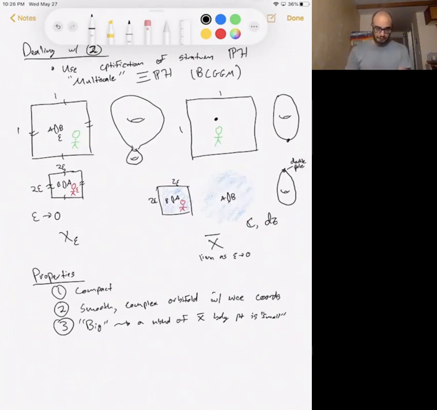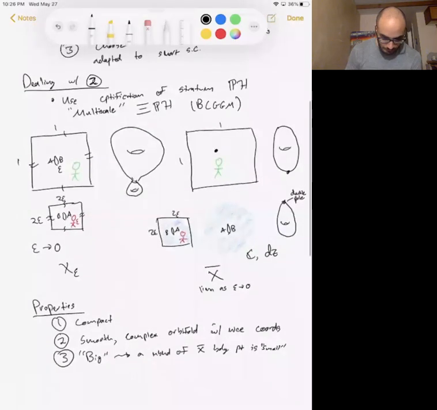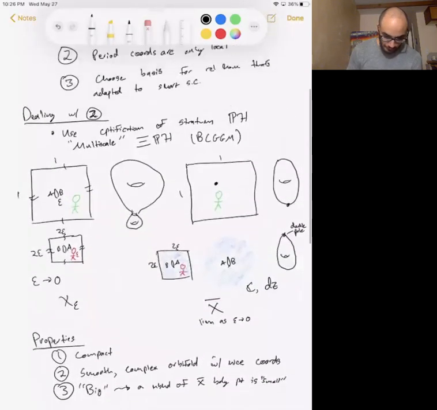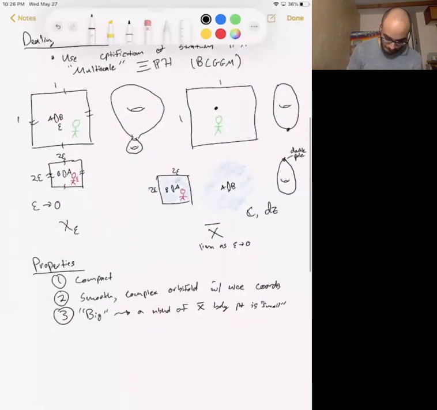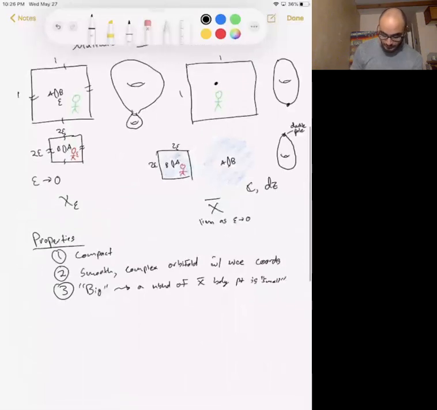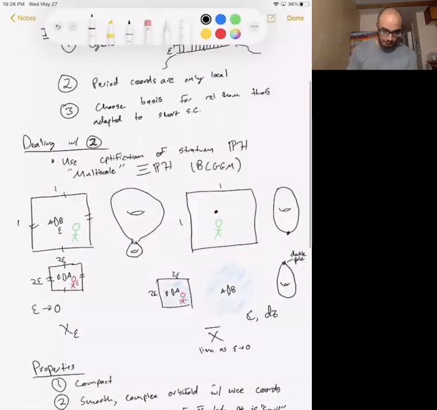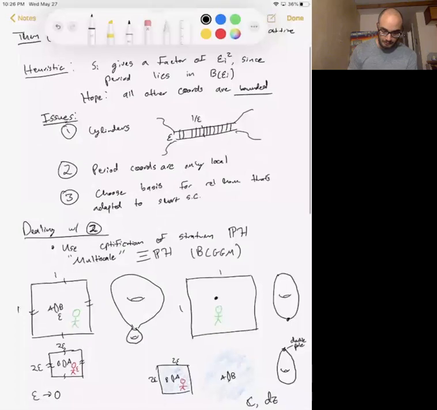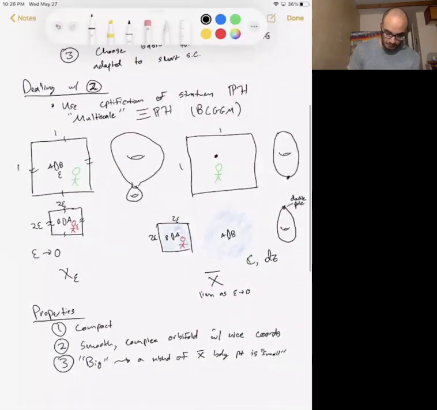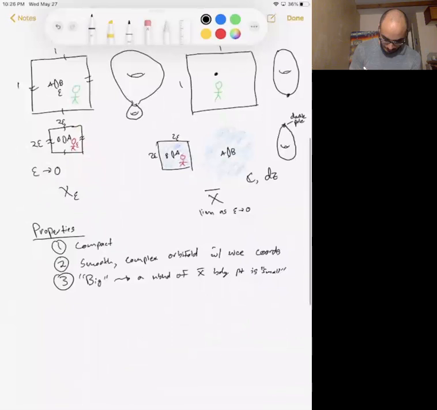Okay, so those are some properties of this, which is one of the main tools, and now I want to give you the proof outline of the main theorem. So basically, how do we implement this heuristic that we were talking about?